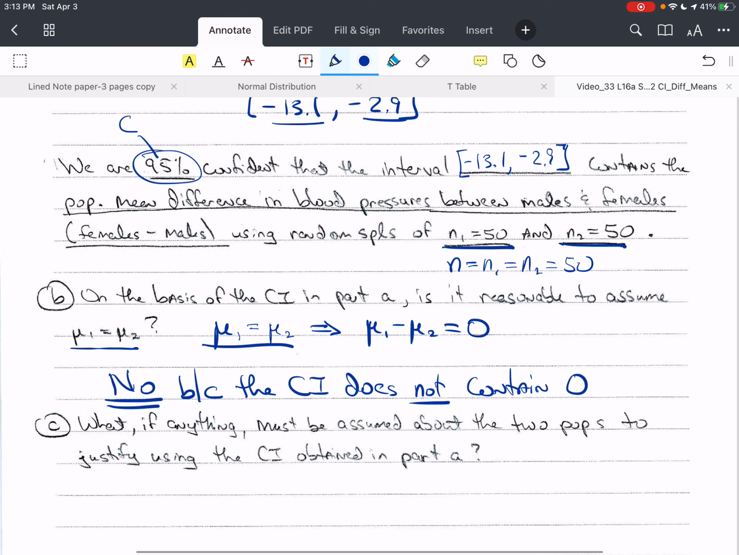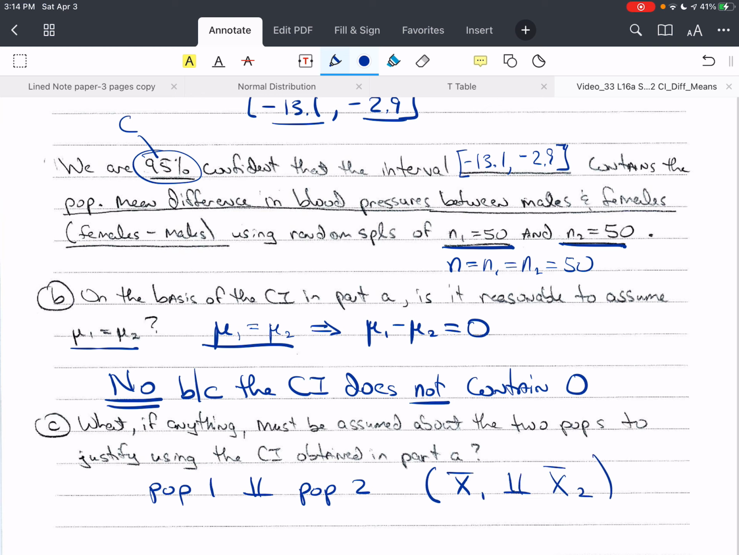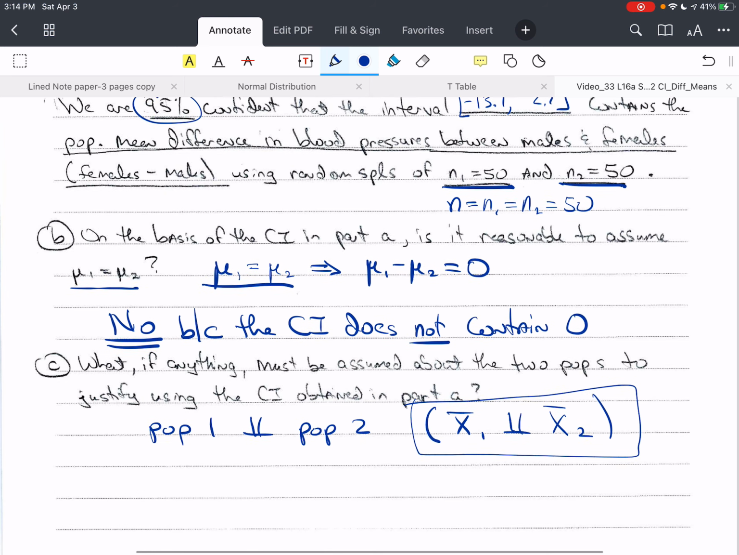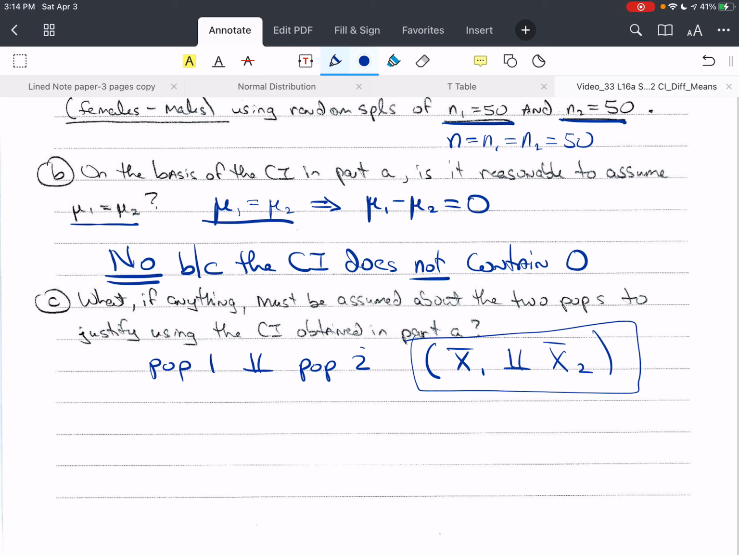So now, what if anything must be assumed about the two populations to justify using the confidence interval obtained in Part A? The book says nothing, but that is not quite right. Population 1 is independent of population 2, or you could say x bar 1 is independent of x bar 2. I prefer actually that you say this. This implies this. This does not imply that, actually.